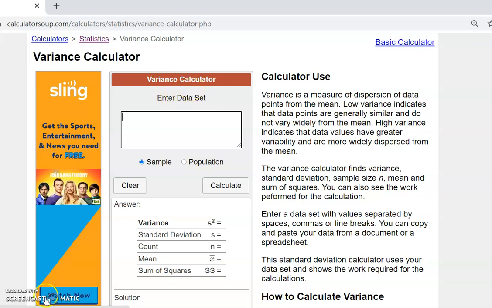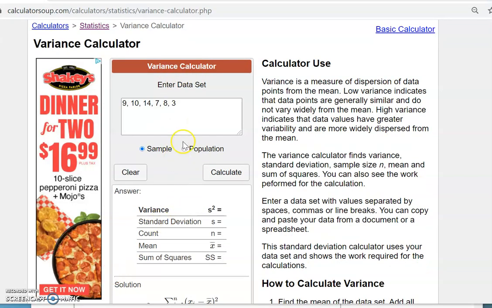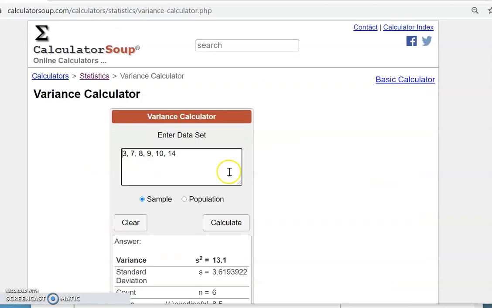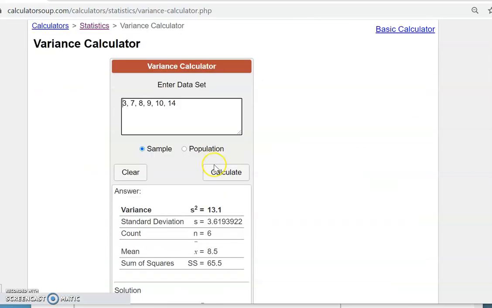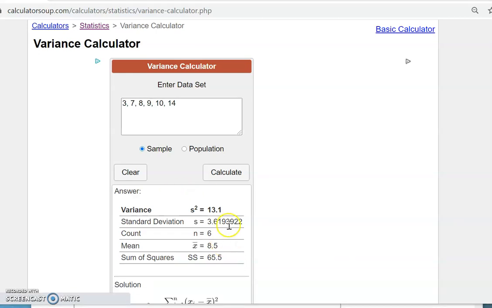I might be able to even just copy and paste it. Let me see if I can do that. Okay, cool. I was able to just copy and paste it. All right, so that's the original data. It's a sample. It's calculate. Boom, there it is. 13.1 is the variance, standard deviation 3.6. Okay, yes, that is exactly the same answer as we got before according to the book.